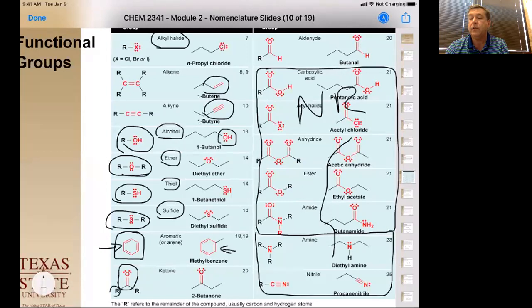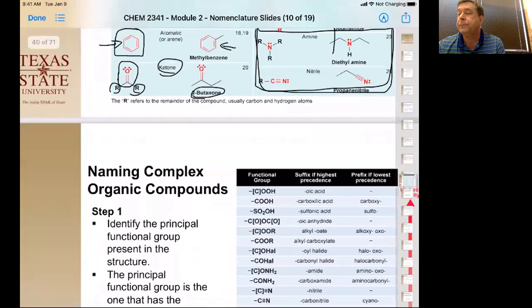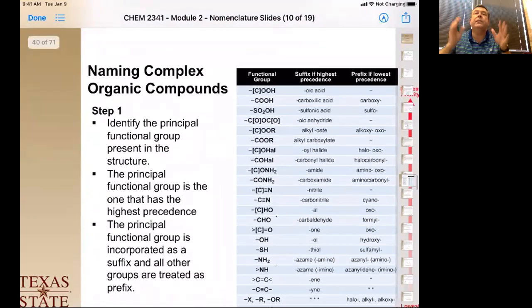If you have it bonded to two carbons, it's a ketone. And we'll talk about how we name that. If we have it as an aldehyde, we have it bonded to at least one hydrogen. Okay, so that's the differentiation between the different functional groups we're going to go through. And again, we're going to learn how to name these, but you don't have to know these for a while yet.